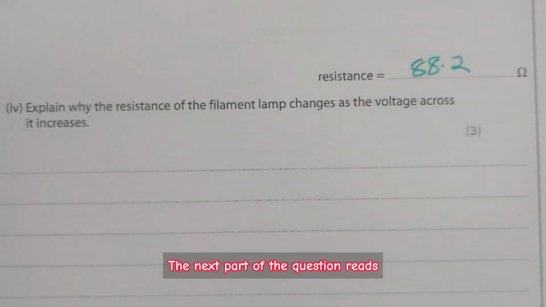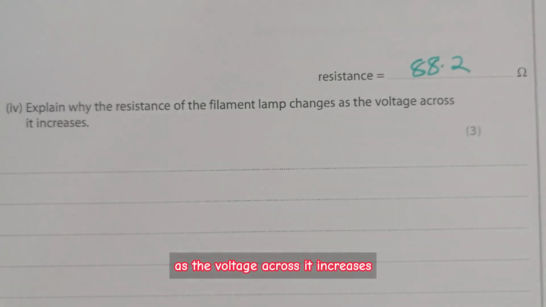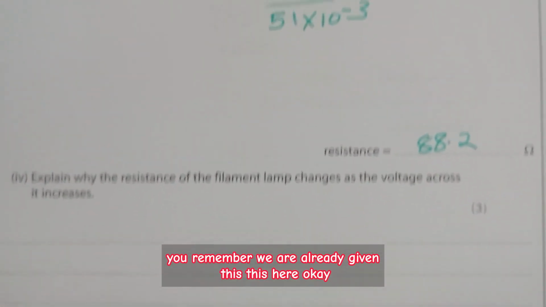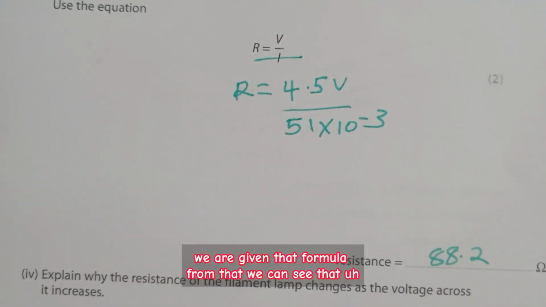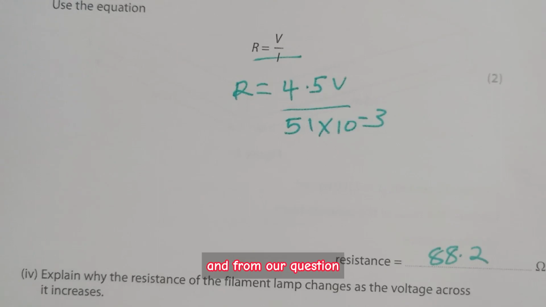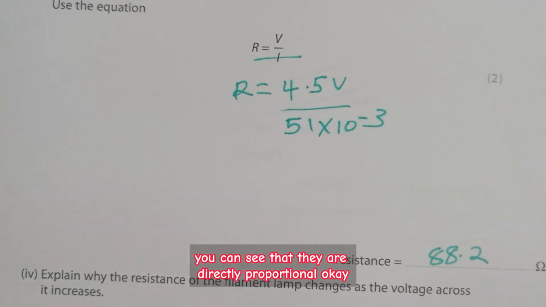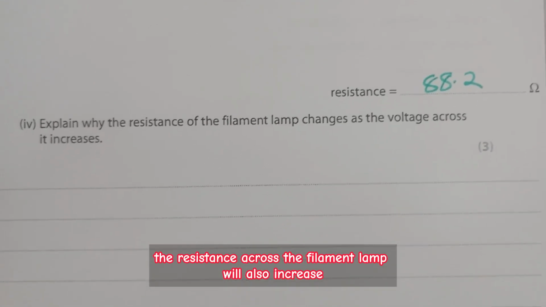The next part of the question reads, explain why the resistance of the filament lamp changes as the voltage across it increases. Now, you remember we are already given that formula. From that, we can see that voltage and resistance have some kind of relationship, and from our question you can see that they are directly proportional. So that means as voltage increases, the resistance across the filament lamp will also increase.